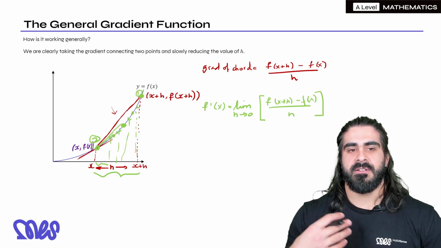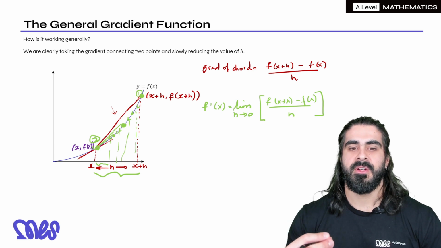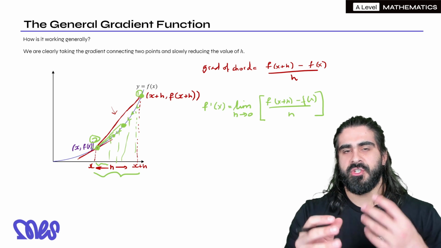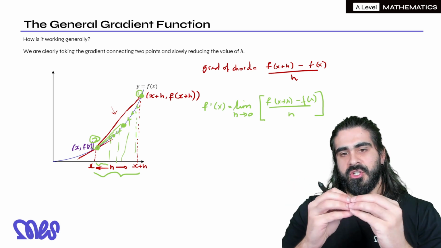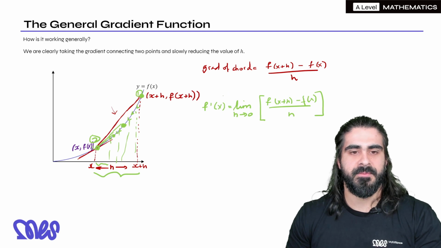So the gradient function, the general gradient function, is the limit as h tends to 0 of the change in y over the change in x, and the change in y is just some small change in the x value substituted into whatever the function is to get the y value.